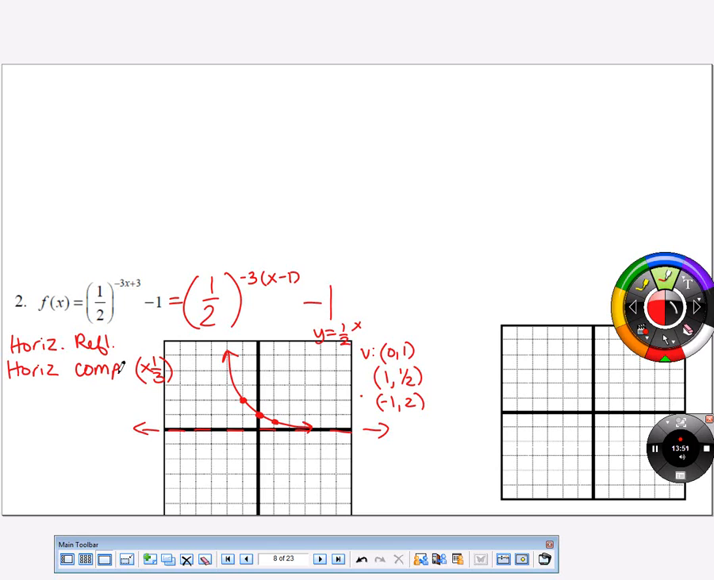Okay. So I like to do that every time. It helps keep it straight for me. If I can write down the number to multiply by, I know whether to write the word stretch or compression next to it. Okay.